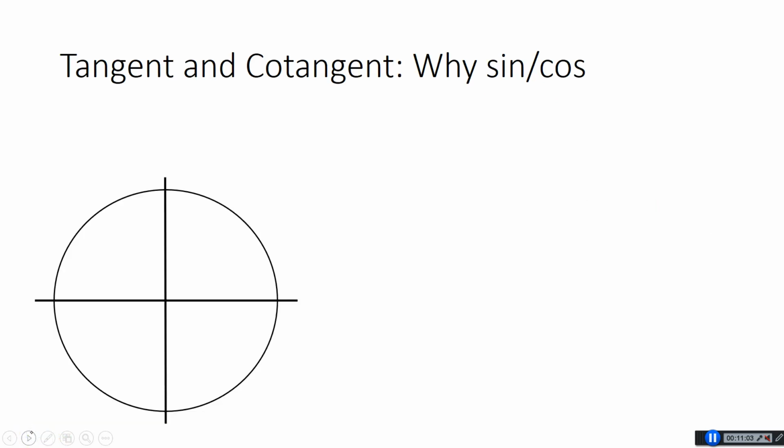So why is tangent sine over cosine, and why is cotangent cosine over sine? So let's think about this. I'm going to draw in our tangent line right there. The way that tangent is defined, if you're at a certain angle, so let's say we're at an angle something like this, so there's our theta. This length right here is defined as tangent of theta, right?